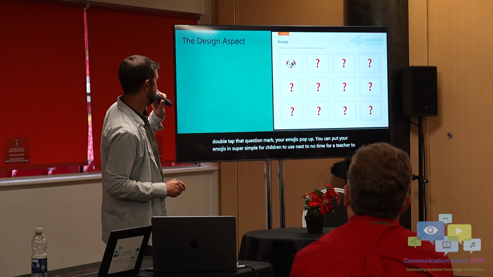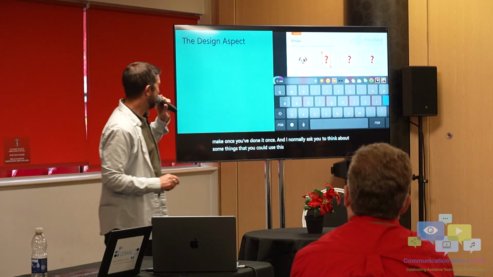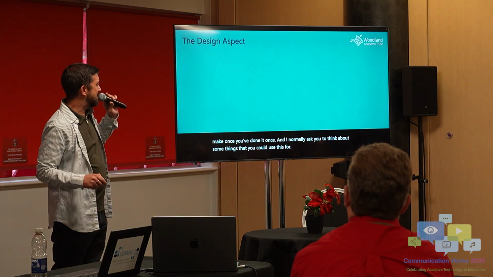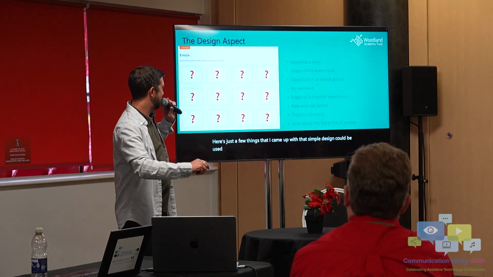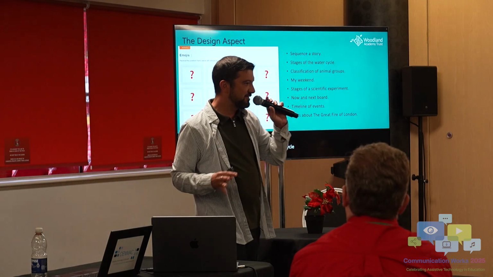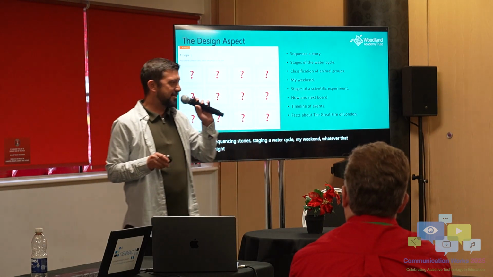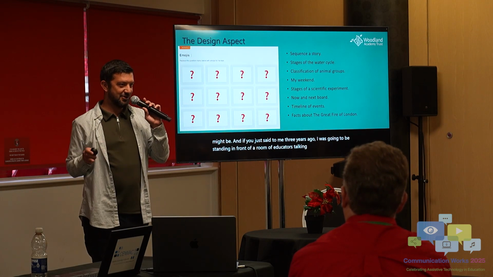Once you've done it once, I normally ask you to think about some things that you could use this for. Here are just a few of the things that I came up with that this simple design could be used for. Sequencing a story, states of the water cycle, my weekend, whatever that might be. And if you'd said to me 3 years ago I was going to be standing in front of a room of educators talking about emojis, I'd have looked at you all silly.